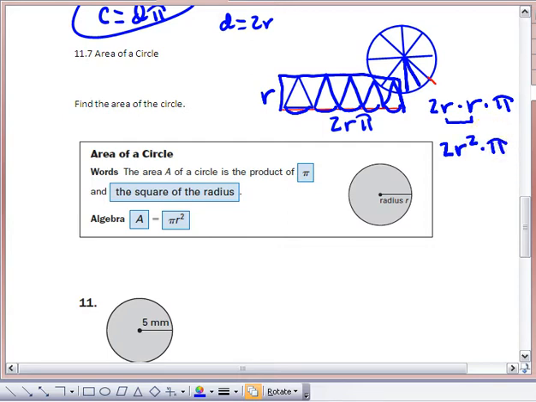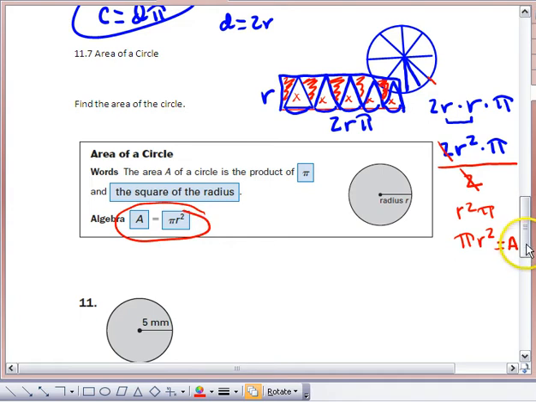Now what's interesting here is I really don't want this part of my rectangle, or my parallelogram. I really only want these triangles here. I only want to know the area of these to find the area of my circle. So I really want half of this rectangle. So I'm going to divide it by 2. This 2 and this 2 cancel out, and I'm left with r squared pi, or pi r squared, equals the area of a circle. And that's where this formula comes from.